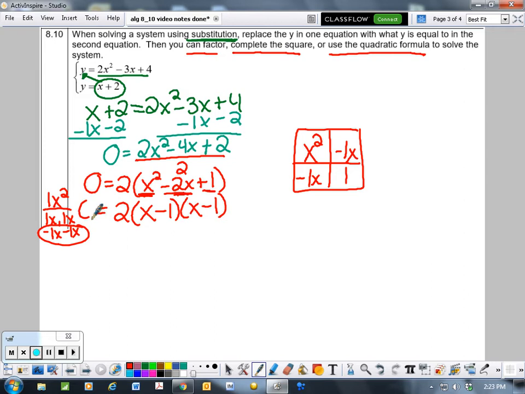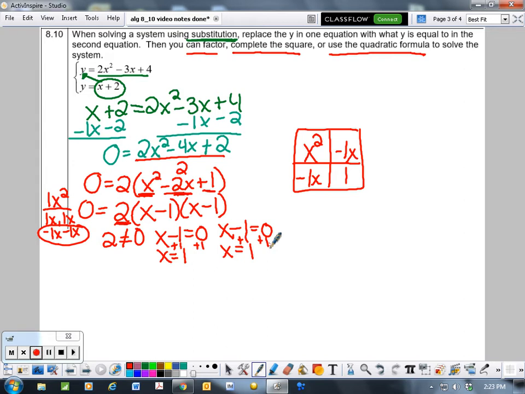And so now that we have it factored, we set each factor equal to 0. So 2, well, 2 can't equal 0. There's no x's, so we're good there. x minus 1 equals 0, and then x minus 1 equals 0, which means x equals 1, x equals 1, because I add 1 to both sides. Which really means I have one answer, x equals 1.